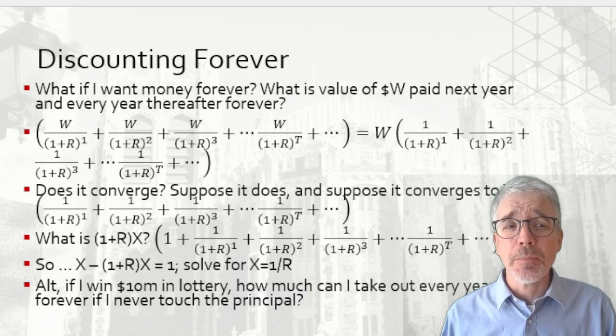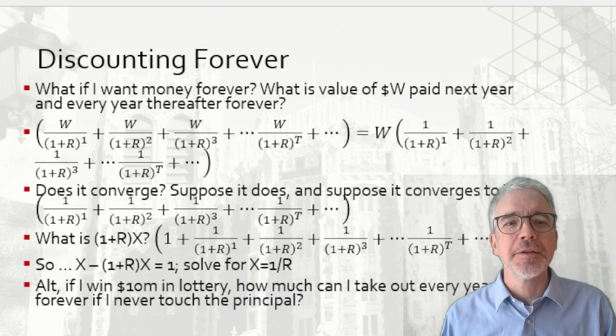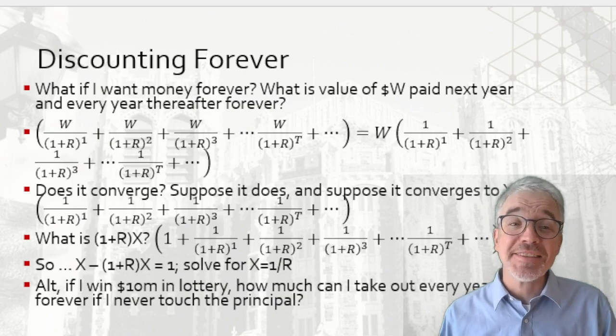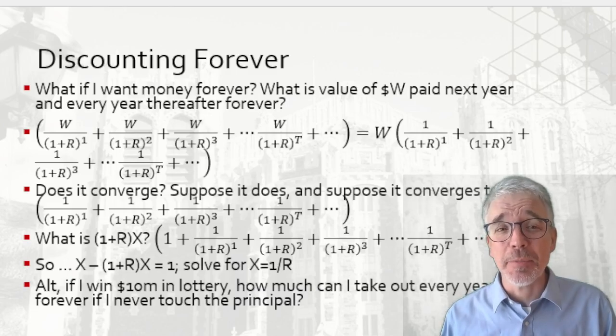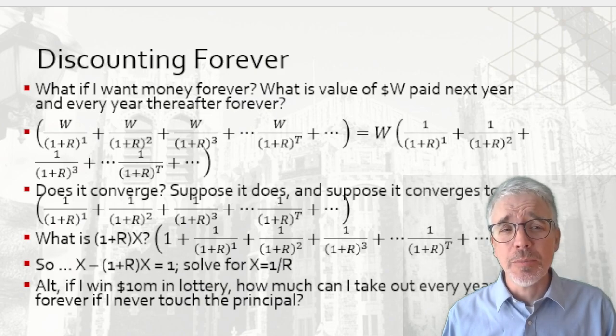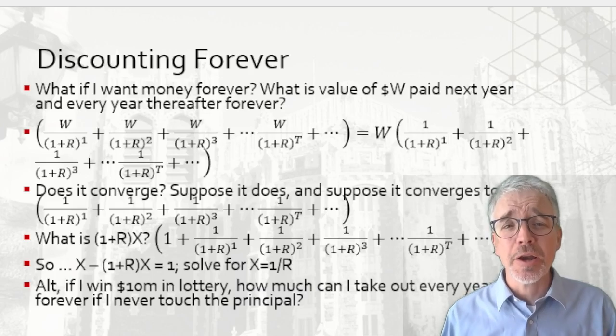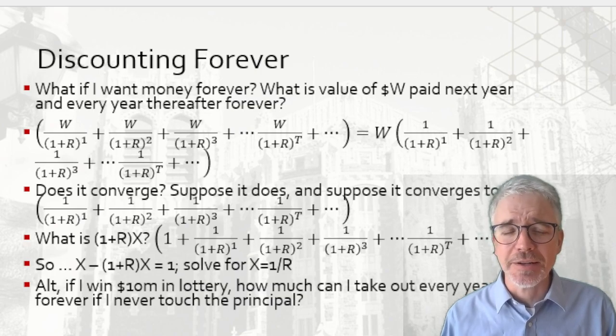If I take some number that's bigger than 1 and square it, it gets bigger. If I take some number bigger than 1 and take it to the 10th power, it gets a lot bigger. Take it to the 100th power, it gets a lot bigger, and so on. But if that's in the denominator, 1 divided by some gigantic number, that gets closer and closer to 0. The sequence terms: W over (1 plus r) to the first, plus W over (1 plus r) squared, plus W over (1 plus r) cubed, on and on to the t power.